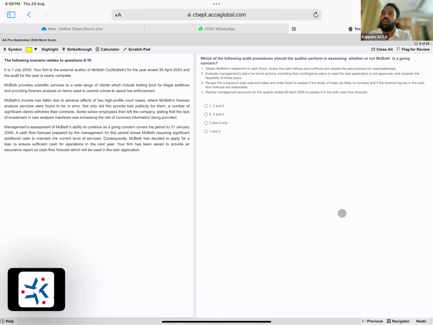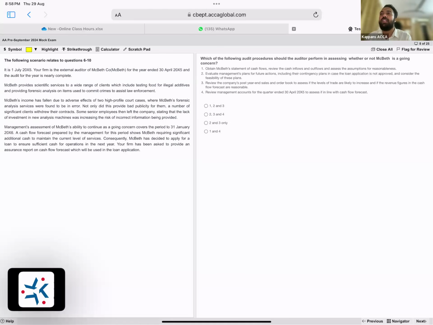Eighth question. Which of the following audit procedures should the auditor perform in assessing whether or not Macbeth is a going concern? So they're asking for audit procedures to confirm going concern related to Macbeth. It's a scenario-based question. Obtain Macbeth's statement of cash flows, review cash inflows and outflows, and assess the assumptions for reasonableness. Evaluate management's plan for future action, including their contingency plan in case the loan application is not approved, and consider the feasibility of these plans.